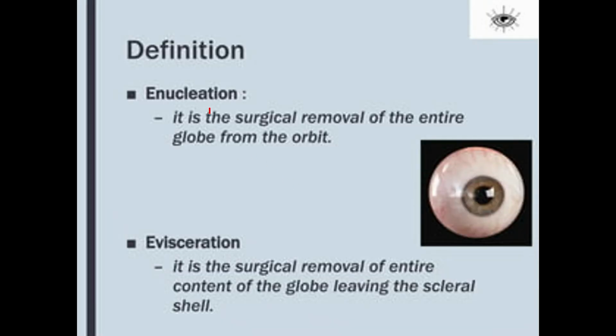So enucleation is a surgical removal of the entire globe from the orbit. And evisceration is a surgical removal of the entire content of the globe, leaving the scleral shell.